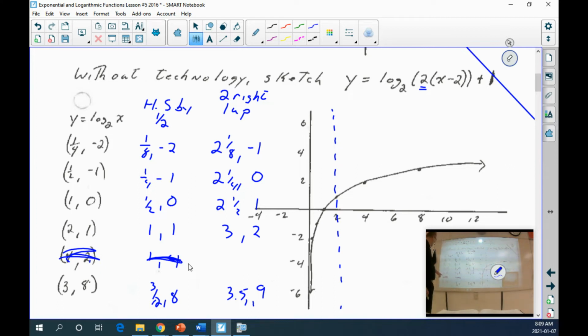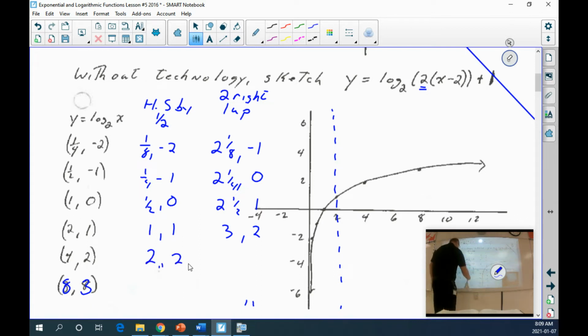Something went wrong somewhere. Where did I go wrong? Base 2, 4, 2. This is what's wrong here at the bottom. 4 and 2 is correct. This is 8 and 3. That's backwards. And then this would be 4 and 3. And then we would have 6 and 4. Again, stupidity on my part.